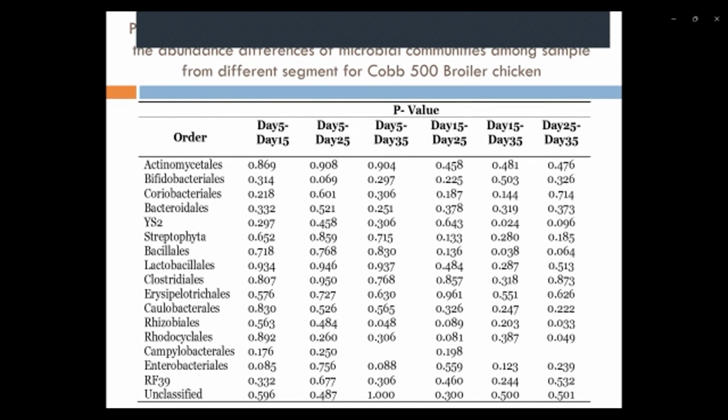This table shows the p-value distribution of 16S rDNA gene sequence libraries comparing the abundance differences of microbial communities among samples from different age groups for Cobb 500 broiler chickens. The statistical analysis of the libraries revealed that the microbial composition at different age groups, day 5 to day 15, day 5 to day 25, day 5 to day 35, day 15 to day 25, day 15 to day 35, and day 25 to day 35, had no significant differences.